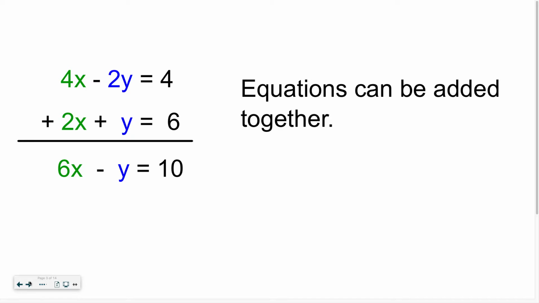We have 4 x's and 2 x's gives us 6 x's. And we have negative 2y plus 1y is negative y. And then we add our totals. We have 4 plus 6 is 10. We can add them all together.